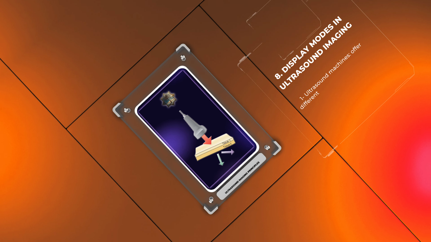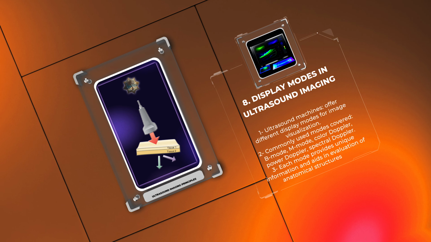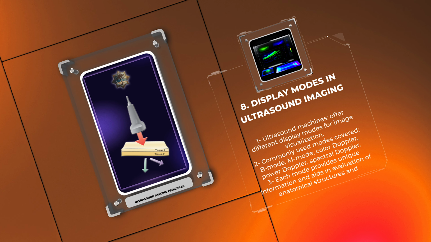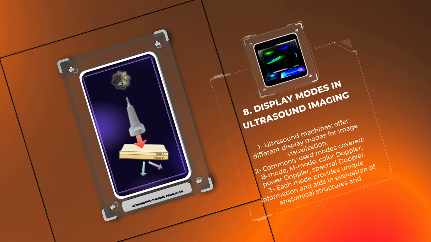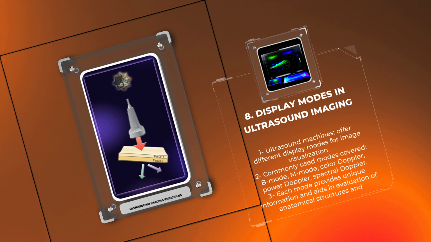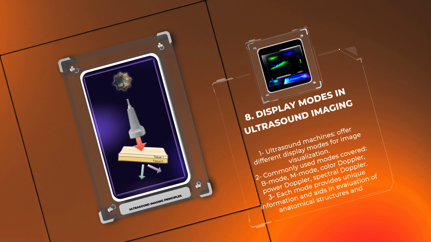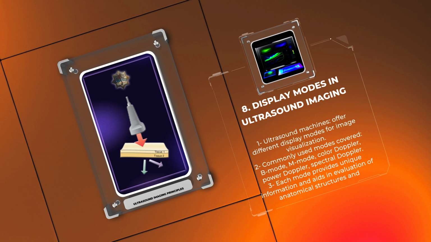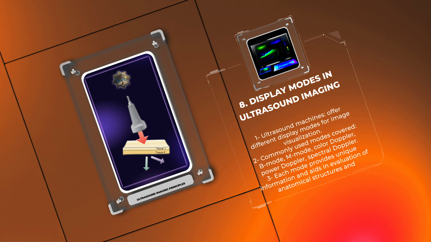Ultrasound machines offer different display modes that visualize image data in specific ways. We will cover commonly used modes, including B mode, brightness mode, M mode, motion mode, color Doppler, power Doppler, and spectral Doppler. Each mode provides unique information and aids in the evaluation of different anatomical structures and physiological processes.